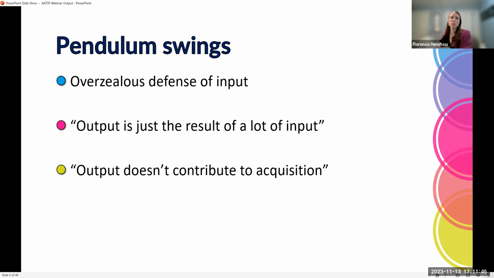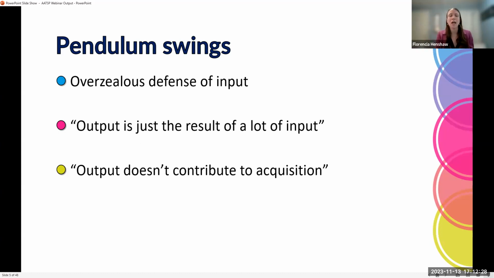So for example, to say that output is just the result of a lot of input, implying that output plays absolutely no role in language development, well, not quite. Not everybody would agree with that, and we need to understand why output may be part of the process and may actually help with language development. To say things like output doesn't contribute to acquisition, well, where's this coming from? My best guess is how they're defining acquisition. If you're defining acquisition as strictly building the system from data that you're getting from language that you are understanding, then yes, obviously that is all input.